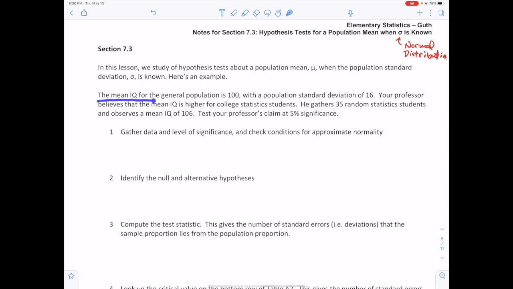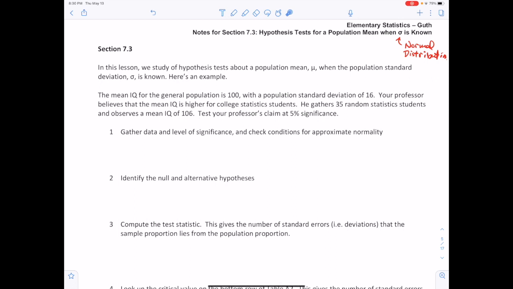So it says the mean IQ for the general population is 100 with a population standard deviation of 16. Your professor believes that the mean IQ is higher for college statistics students. He gathers 35 random statistics students and observes a sample mean of 106 for their IQ. We're going to test your professor's claim at 5% significance. So you can see we're going to be working with a sample mean, and we're going to take the z-score of that sample mean.